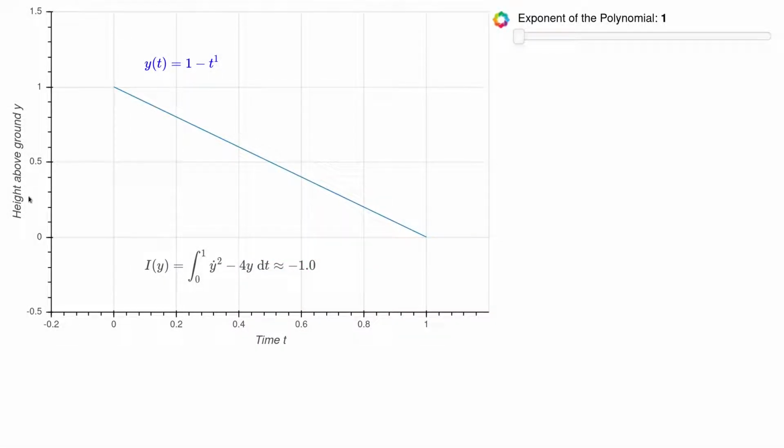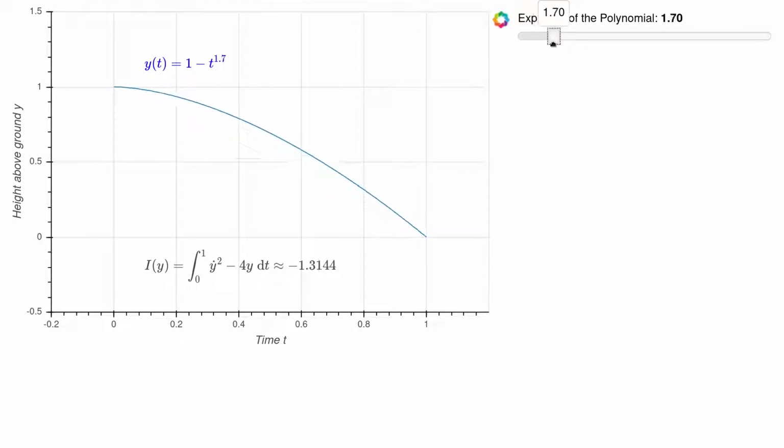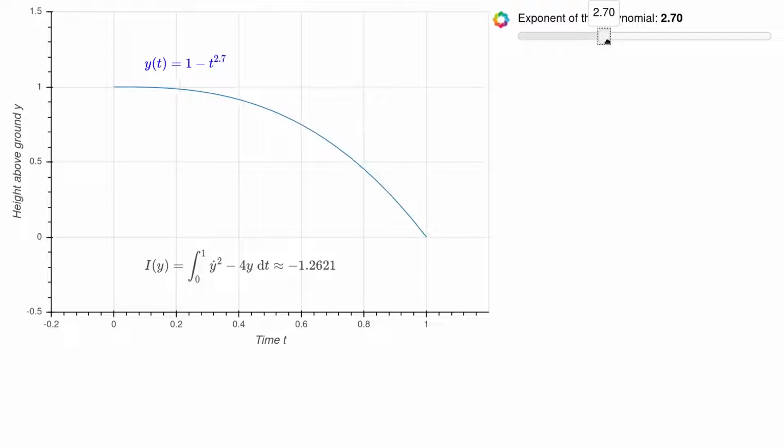So here we have a plot with the height above ground starting at 1, and we splash into the water at time 1, and then we have a function proposal, in our case 1 minus t to the power of 1, and recall we calculated the value to be minus 1. And now I can adjust the slider here and change the exponent, and so we slowly go up to 1 minus t squared, and then we get our minus 1.33. And then we go up to 1 minus t to the power of 3, and we get minus 1.2, and we can go on, and we see.